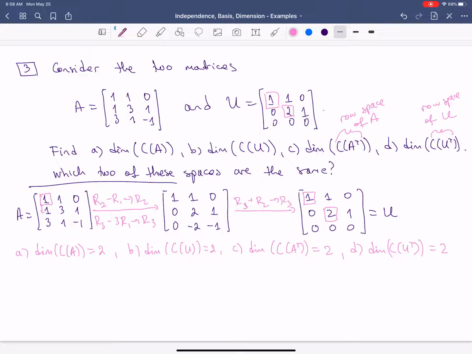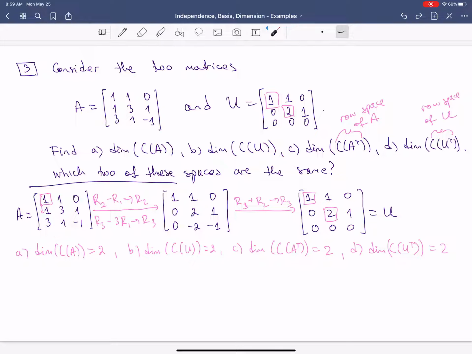So this was easy. The more interesting question is which two of these spaces are the same? Well, the row space and the column space are definitely, well, are they definitely not the same? We cannot say for sure, but let's start from the beginning. Let's look at the columns of A and the columns of U. Could the column space of A be equal to the column space of U?